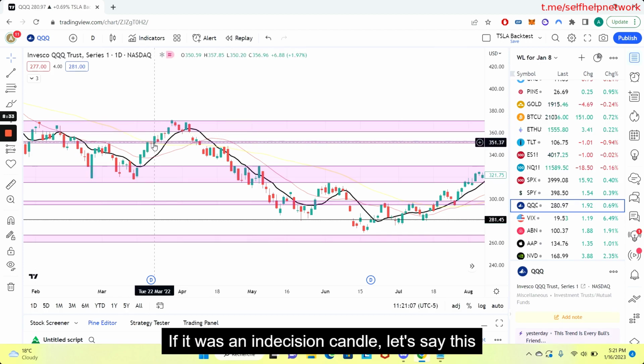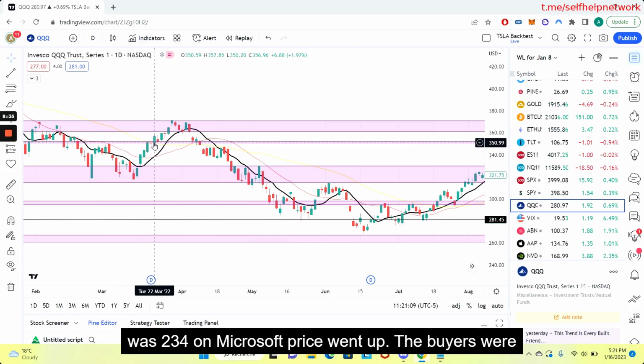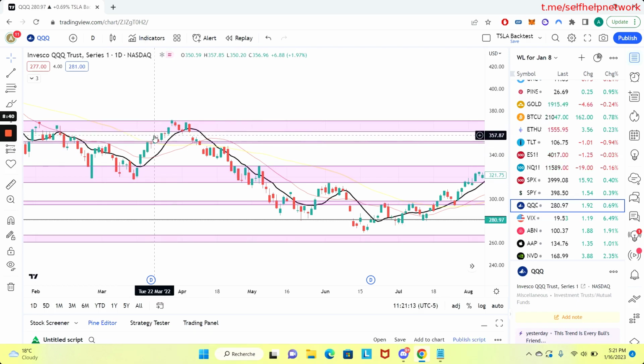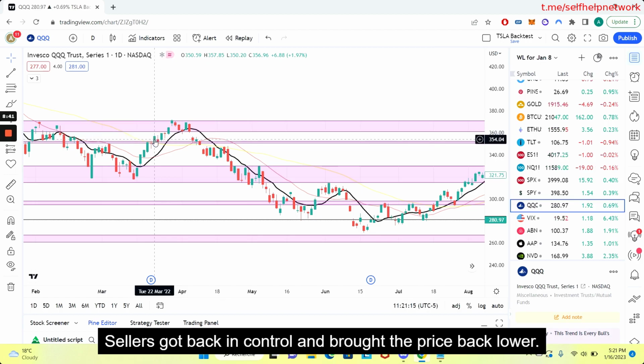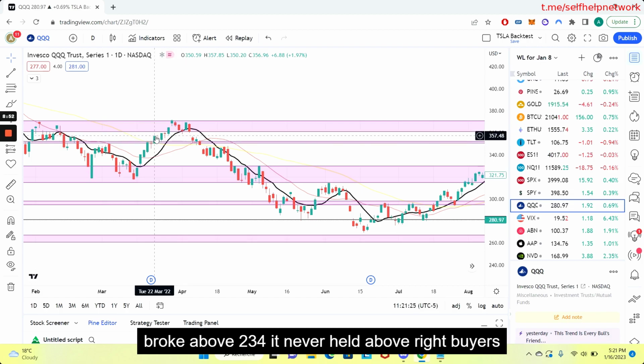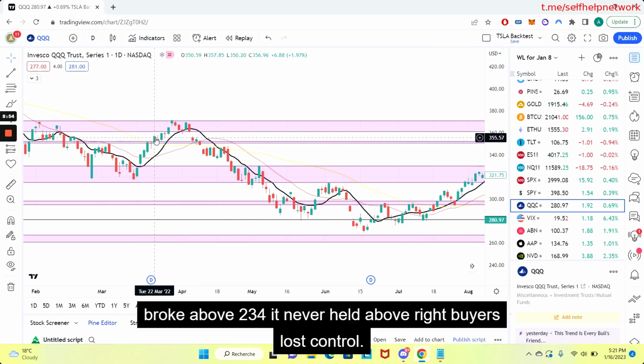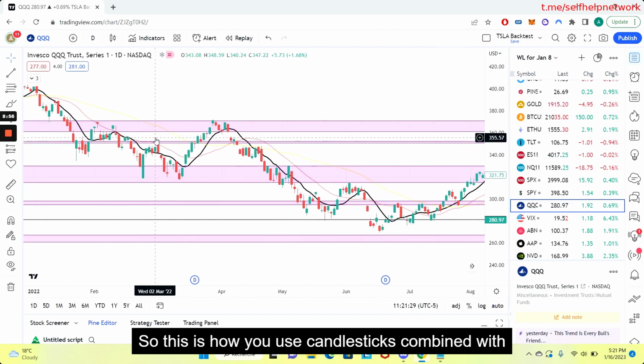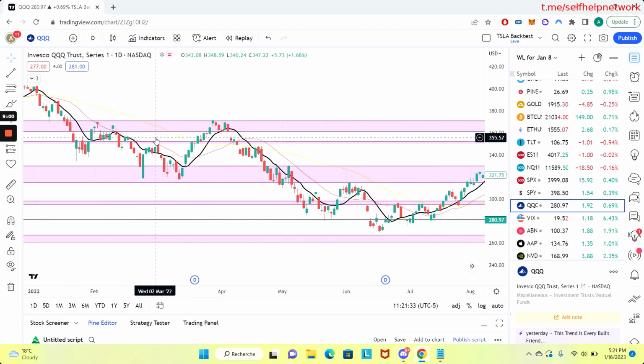If it was an indecision candle, let's say this was 234 on Microsoft, price went up, the buyers were in control, and within the hour, sellers got back in control and brought the price back lower. Then you would not enter. And you would tell me like, oh Ayush, but you said break and hold above. Yes, it broke above 234, it never held above, right? Buyers lost control. So this is how you use candlesticks combined with zones in order to trade.